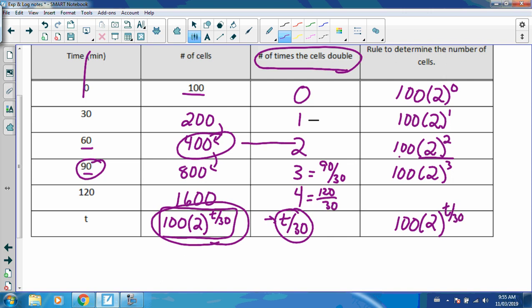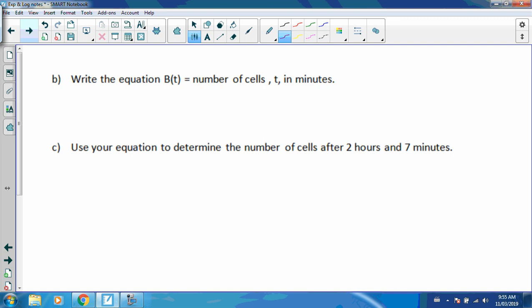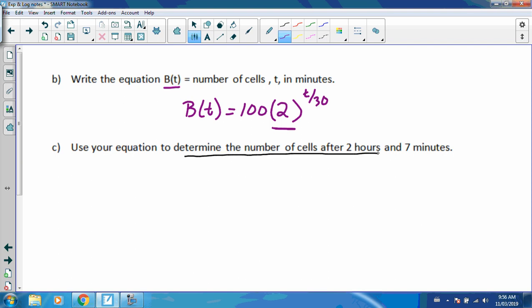So on the next page, we've got a couple of questions. Write the equation B of T, so probably the number of bacteria over time, the number of cells, in T minutes. So that's just my equation from before. B of T is 100 times my base 2, and that makes sense that the base is 2 because the population is doubling, and then here time over 30.